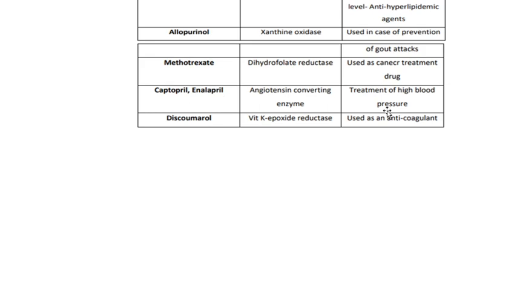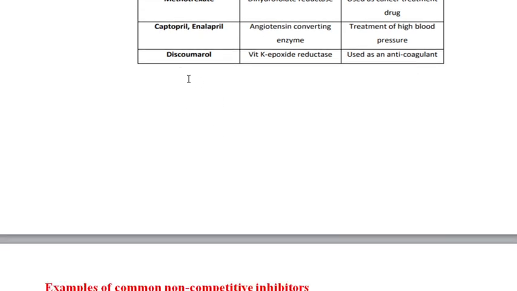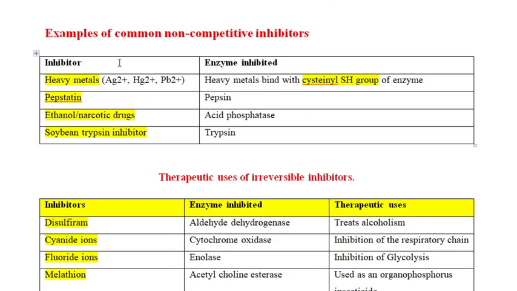Both these two drugs are being employed for treating high blood pressure, and the target enzyme for both the drugs is angiotensin converting enzyme. The last one is dicoumarol, and it is used as an anticoagulant. The target enzyme for this competitive inhibitor is vitamin K epoxide reductase. Next we'll see examples of non-competitive inhibitors, which include heavy metals, pepstatin, ethanol and soybean trypsin inhibitor.